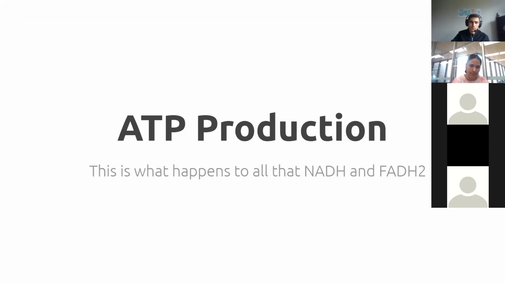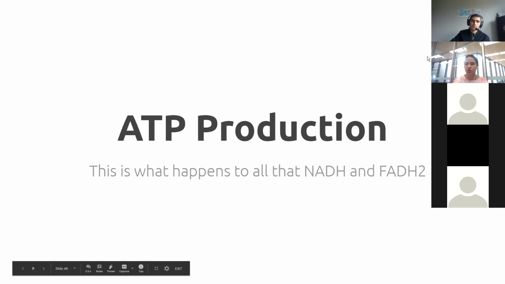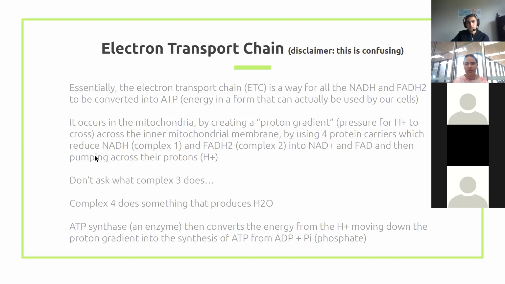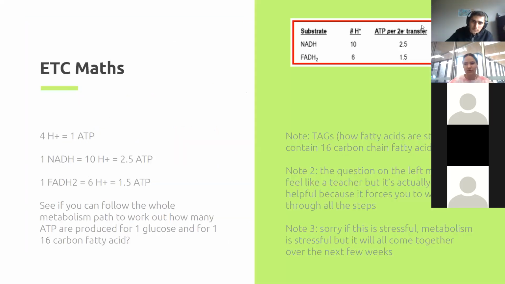So now we've got all this NADH and all this FADH2, but our body can't use that yet. So we need to make that into ATP. That's what we'll go through now, which uses the electron transport chain. Disclaimer, this is confusing. Honestly, even if you read your slide, you'll be like, oh, she doesn't even know.